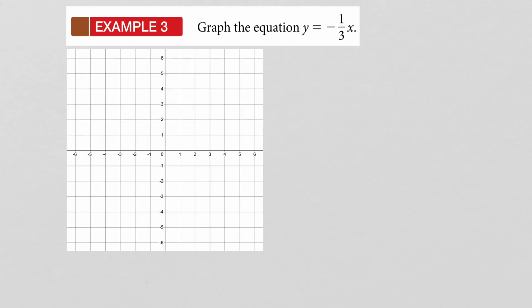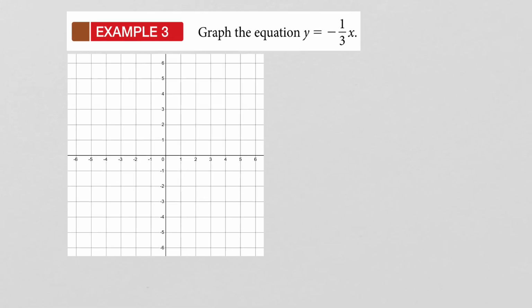Now let's talk about graphing equations. So what does it mean to graph the equation y equals -1/3 times x? Well, what we're doing here is we're graphing all of the pairs of x's and y's that go together that satisfy this equation. So to do this, we often want to make a table. So I'll just draw a quick table here, and this table is going to represent x values and y values.